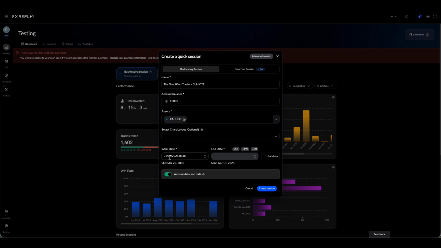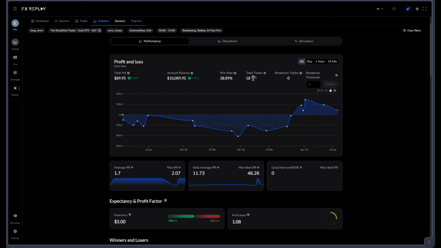We're going to start the test from January 2nd, 2026, and check what the results would be year to date. And we're going to see if we can pass a prop firm challenge in just the data that we have in 2026. As you can see here, in 2026 there were only 18 trades, which is nowhere near enough of a sample size to see if the strategy can survive prop firm rules. So I decided to go further back and test some of 2025.